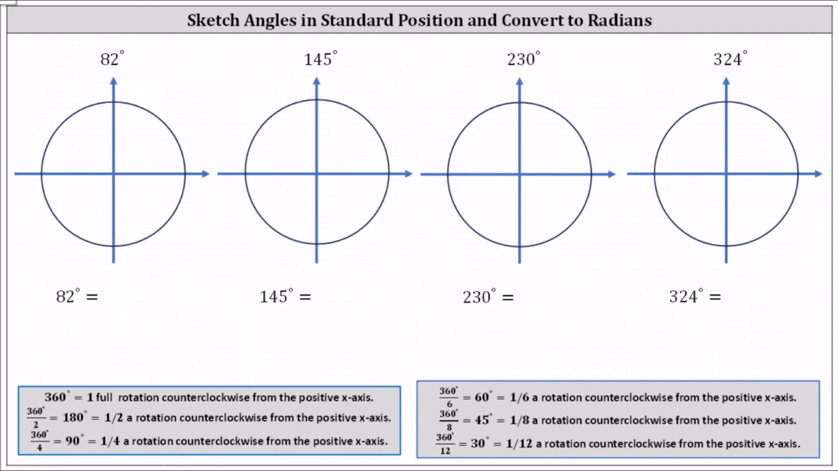We start with the initial side along the positive x-axis, and then because the angle is positive 82 degrees, which is 8 degrees less than 90 degrees, we rotate a little bit less than 1/4 of a rotation counterclockwise. We indicate the rotation using an arrow like this. And we'll stop just short of 1/4 of a rotation counterclockwise and then sketch the terminal side, which would be this right here. And now let's convert the angle to radians.